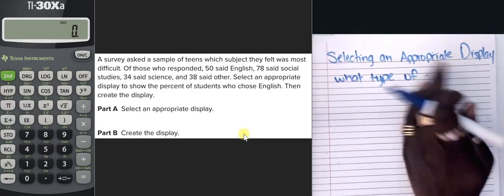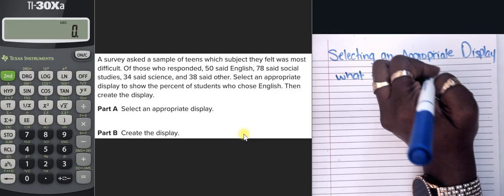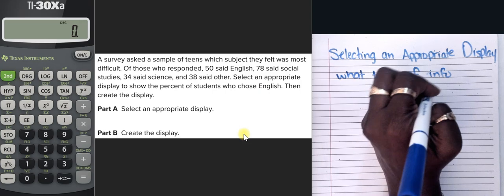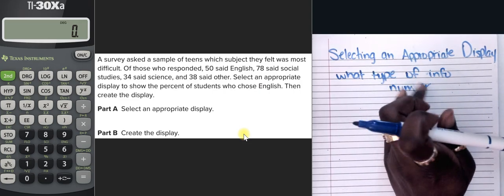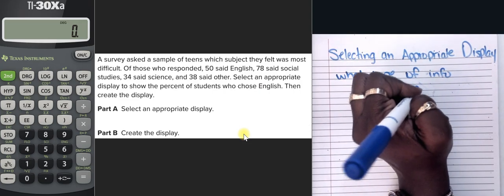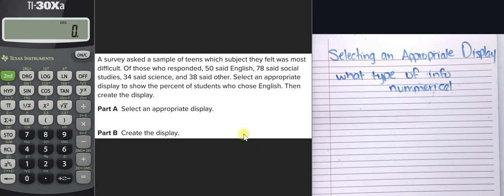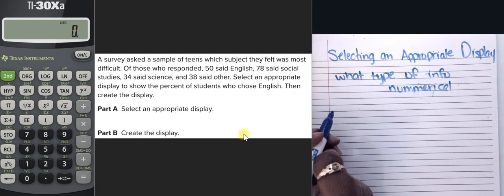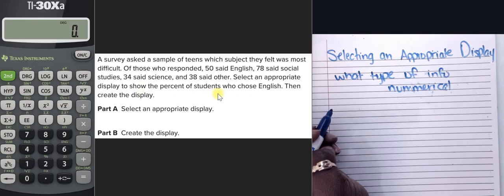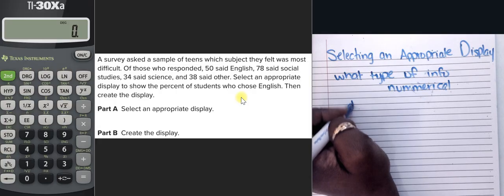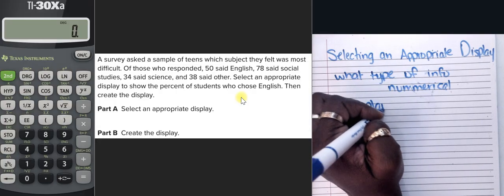We have numerical data. And we want to know what do we want to display? Well, they want us to show the percentages. So that's what we're looking for: percentages.